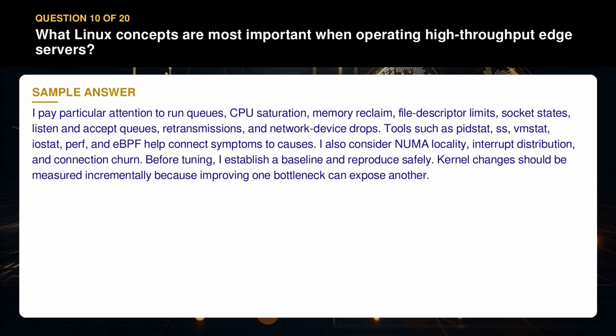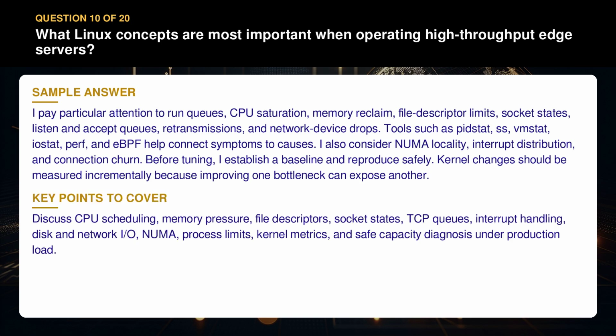Before tuning, I establish a baseline and reproduce safely. Kernel changes should be measured incrementally because improving one bottleneck can expose another. Discuss CPU scheduling, memory pressure, file descriptors, socket states, TCP queues, interrupt handling, disk and network I/O, NUMA, process limits, kernel metrics, and safe capacity diagnosis under production load.